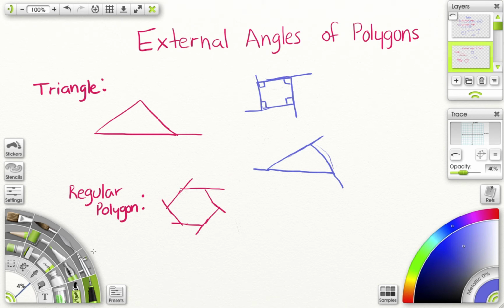Now, to find the external angles of a shape, you guys remember supplementary angles when you have a straight angle and then there's a line coming out, and let's say this is 48 degrees. Your mission is to figure out what this angle is, and it has to add up to 180. That's the same thing with external angles.